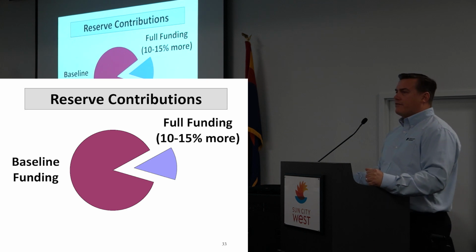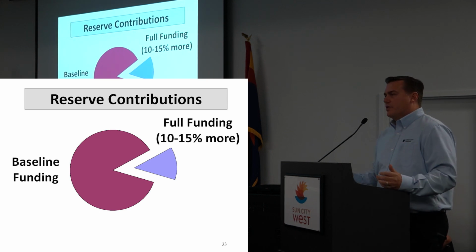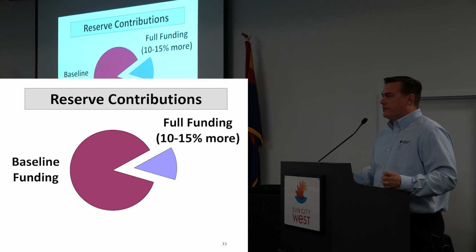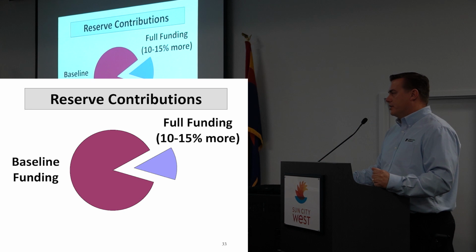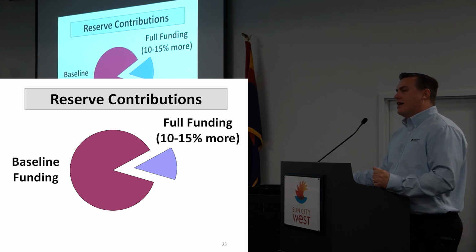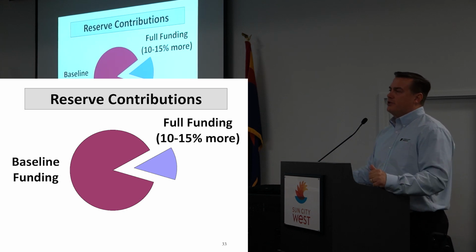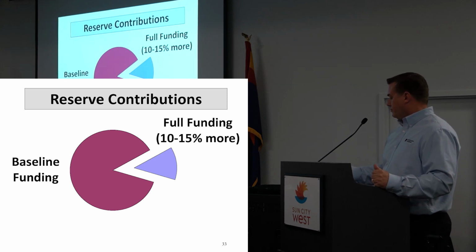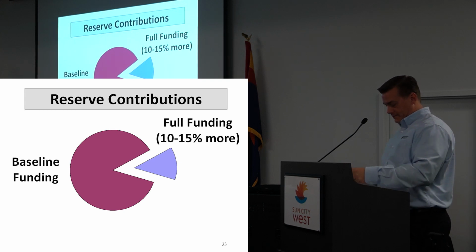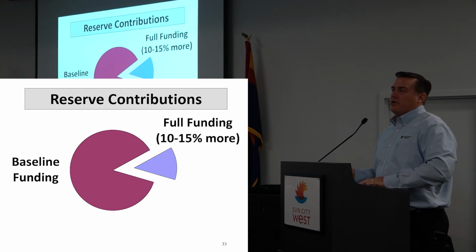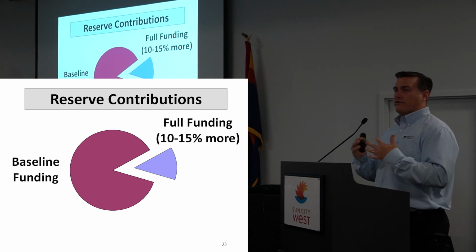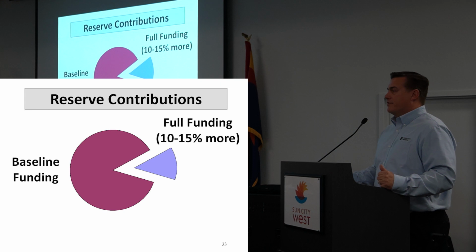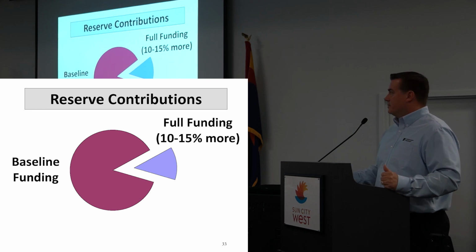So what we found on average is that reserve contributions required to achieve a full funding objective are about 10 to 15% more than contributions required for a baseline funding objective. Full funding does not require 2 to 3 times the contribution rate of a baseline funding plan, as many might believe. What I find is a lot of communities out there aren't even contributing enough to achieve a baseline funding objective, so then when they're faced with a recommendation for full funding, it just seems unachievable.